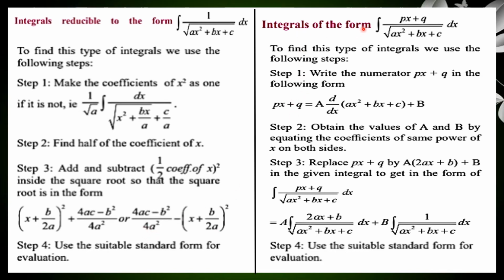Again the integrals of the form integral (px plus q) upon root of x square plus bx plus c. In this case we will express the numerator as a into the derivative of the denominator under the root plus b, that is only the inside part of the square root we will write here, and its derivative plus b. So we will simplify this and find the values of a and b, then integrate the given function by taking the new numerator and the given denominator, and we will use the appropriate formula for finding the value of this integral.